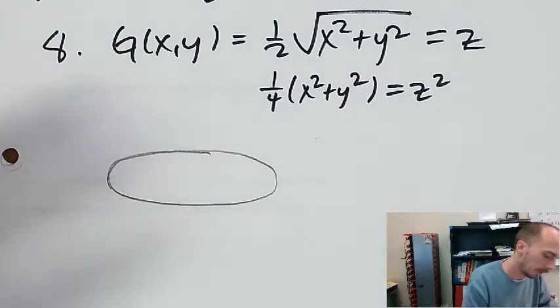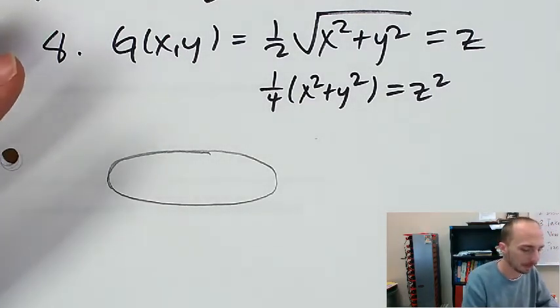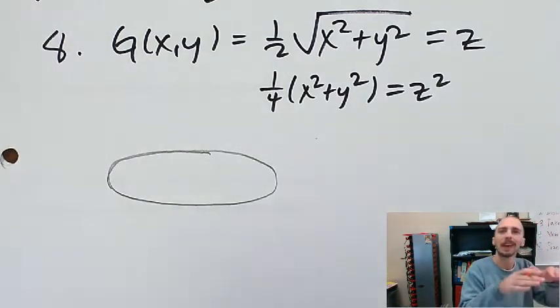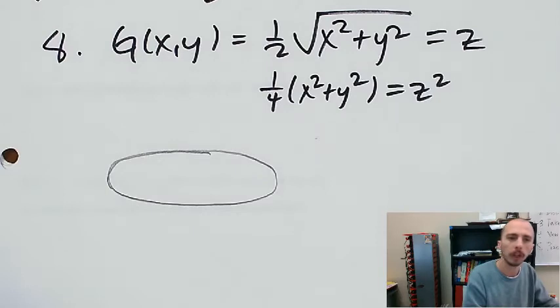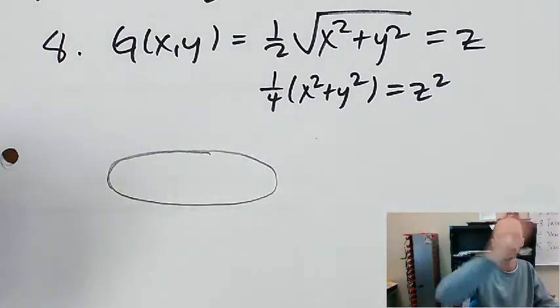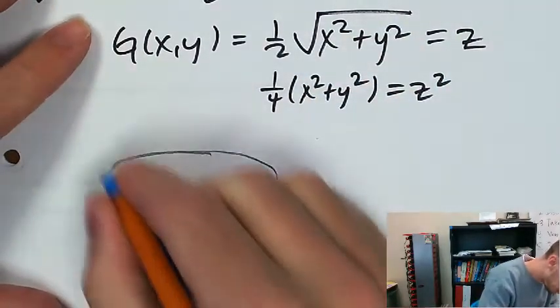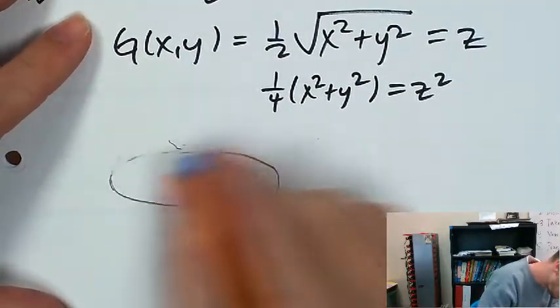I think the base is an ellipse. Maybe the base is a circle, yeah, that's going to be it. I think the base is going to be a circle, and it's not going to go up as high as a sphere should, right? It's not going to have that constant radius thing going on. I think the 1/4 are what's causing the problem.